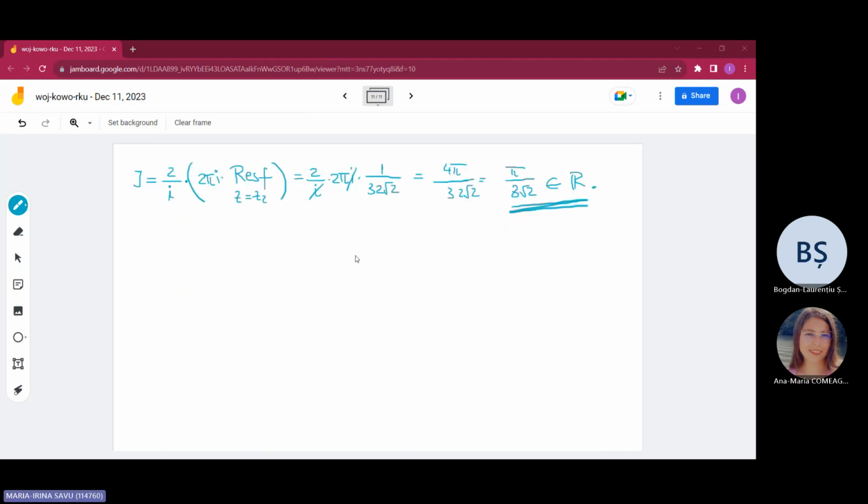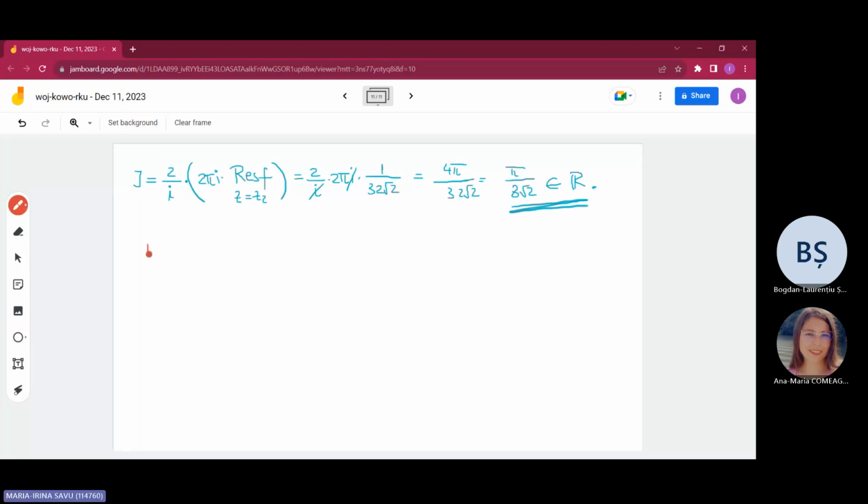Tell me if you have questions. Do you have questions? Do you want me to give you an example which is similar to the one worked together, to work by yourself? Or do you think that you understood and this is enough for this type of integrals? I think it's enough. Okay.